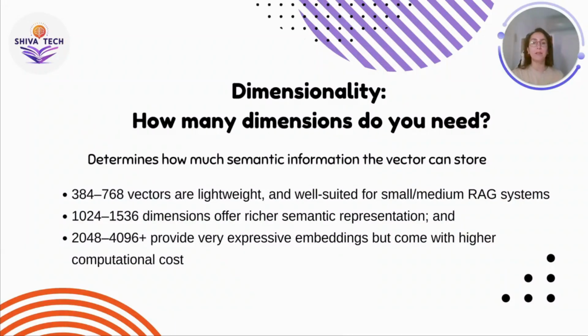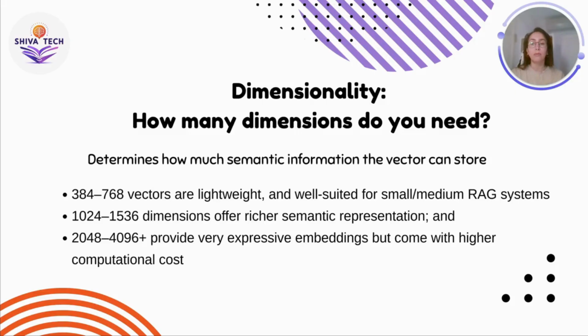Well, now let's focus on dimensionality. What is dimensionality? How many dimensions do you need for your vectorization? Dimensionality determines how much semantic information the vector can store in itself. There are variations in the sizes of the vectors. It can come from the very light version, which is from 384 to 768. These vectors are lightweight and well suited for small and medium size RAG systems.